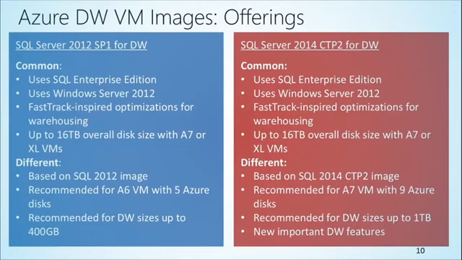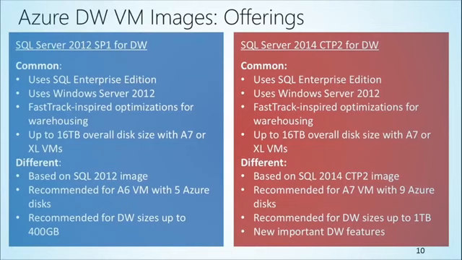Both of them give you the ability to attach up to 16 terabytes of disks with the A7 or the XL VM sizes. So those are the parts that are in common between the two different images that we have in the Azure Gallery. Now let's talk a little bit about the differences between these two VMs.